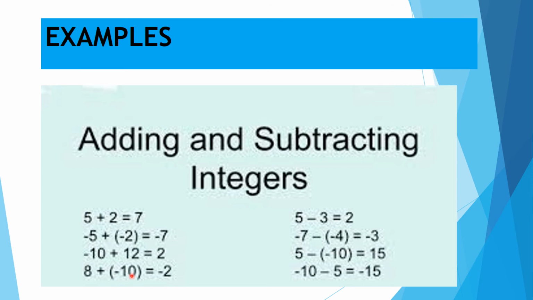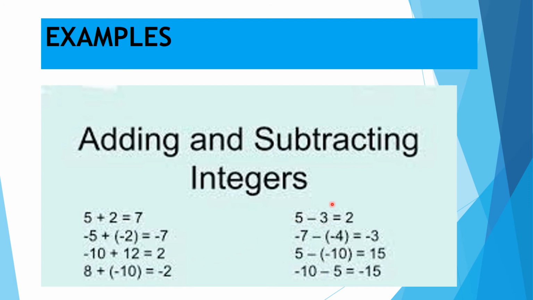8 plus minus 10. Again children you remember that rule, 8 plus minus 10, one is addition and one is subtraction. So what you will do, you will subtract. So 10 minus 8 is 2 and it will take the sign of the larger number. Here 10 is larger number and it is having negative sign, so minus 2.